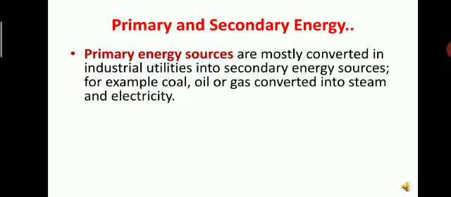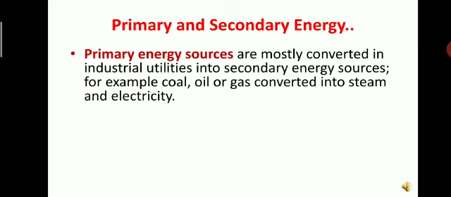Primary energy sources are mostly converted in industrial utilities into secondary sources. For example, coal or oil or gas converted into steam and electricity. So here we will see the use of coal. Coal is utilized for heating the water inside the boiler. From the boiler we will get the steam, and after that the steam is given to the steam turbine, which is connected to the electricity generator, and from there we get the electricity.